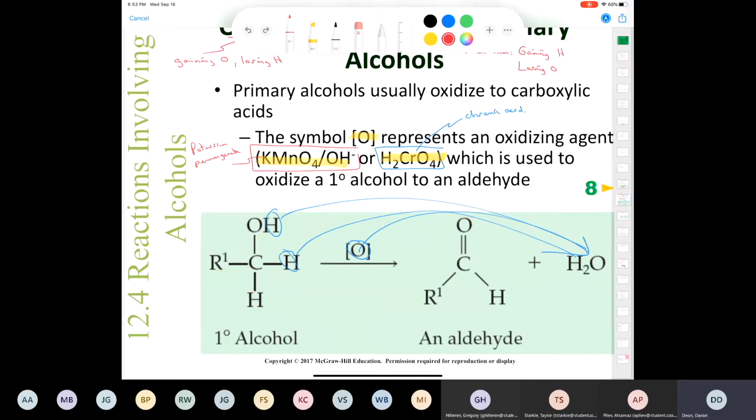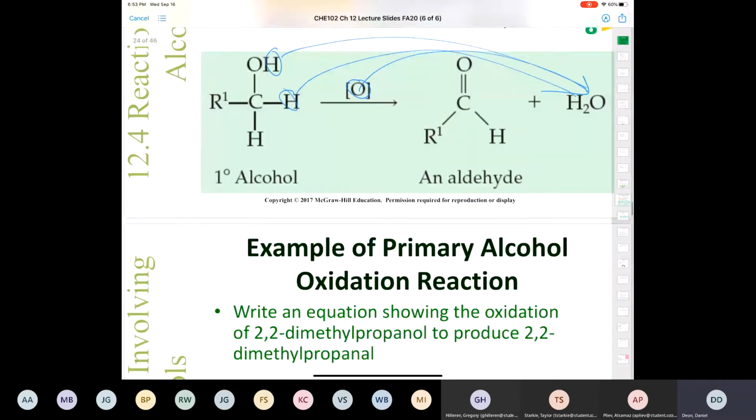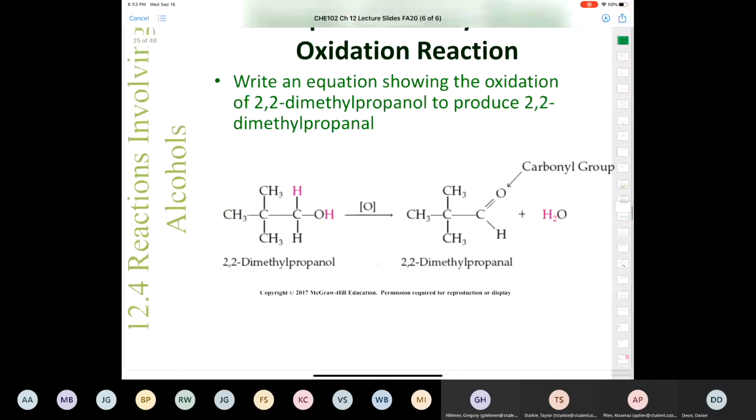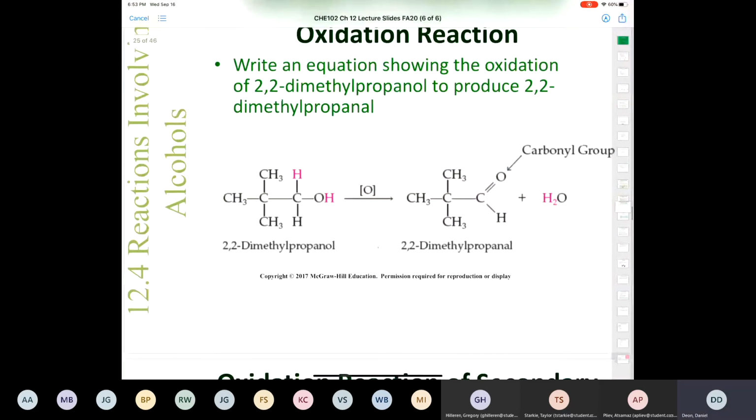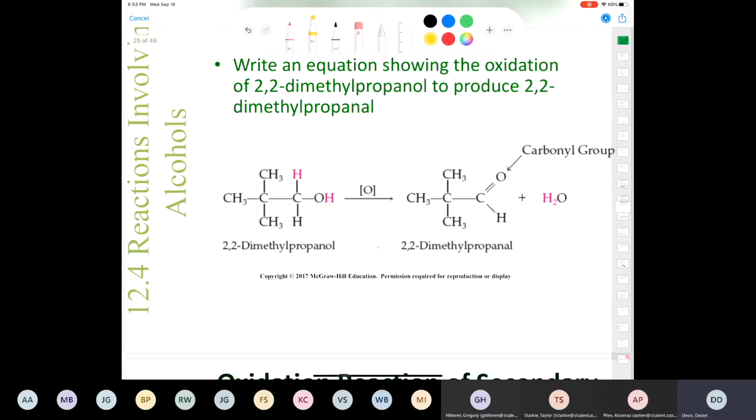All right, so that's the oxidation of an alcohol. Now, something that it says here at the top, it says that primary alcohols usually oxidize to give you a carboxylic acid. An aldehyde isn't a carboxylic acid, so let's talk about that more. It says here, write an equation showing the oxidation of 2,2-dimethylpropanol to produce 2,2-dimethylpropanal. Again, same exercise that we just looked at.